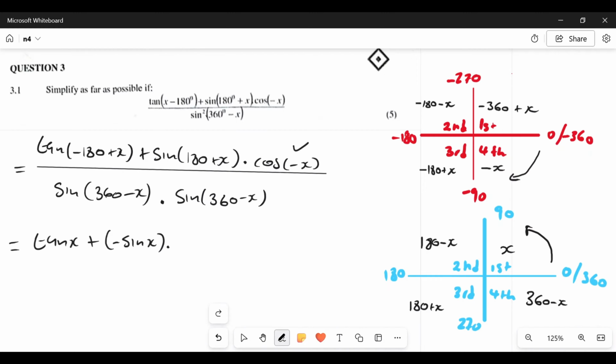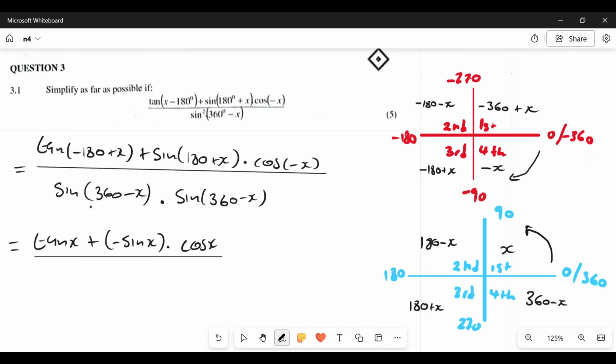Now we have this here, which is cos negative x. For the fact that we have negative x as an angle there, it means that we are going backwards. So when you're going backwards, we consider the red CAST diagram. Now if you look at the red CAST diagram, negative x is in the fourth quadrant. And in the fourth quadrant, we know that cos is positive. So when you reduce here, it's just going to be cos x. Please, guys, don't get confused here. And then we divide there.